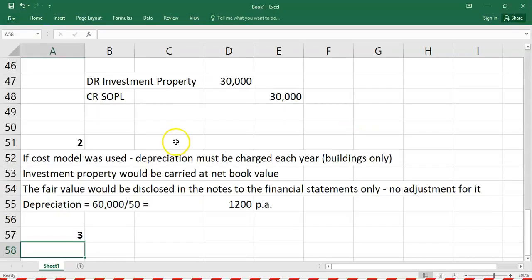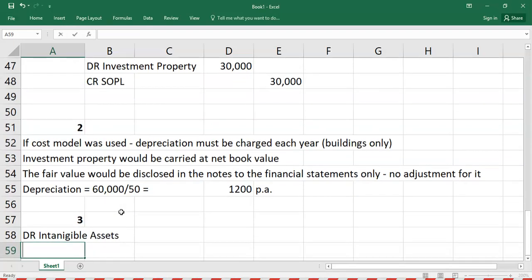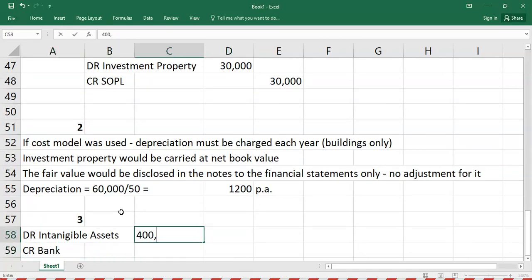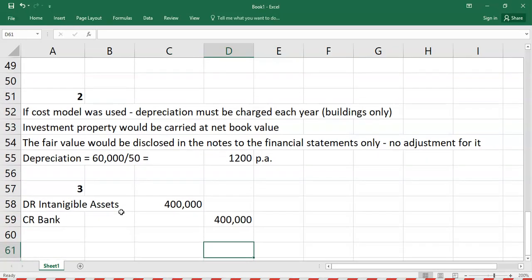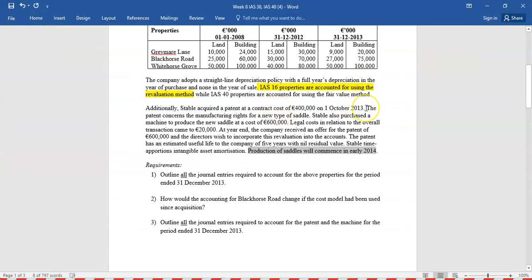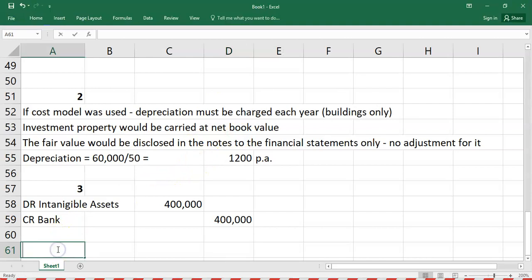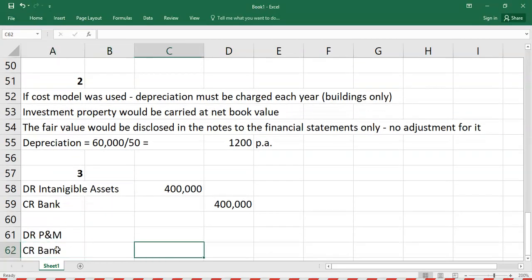Well, the first obvious thing to do is you're going to debit intangible assets and credit bank the 400,000 because you paid that contract, or the patent, you bought it during 2013. So that's an obvious one to start with. You also purchased the machine at a cost of 600,000. So again, you're going to debit plant and machinery and you're going to credit bank 600,000.